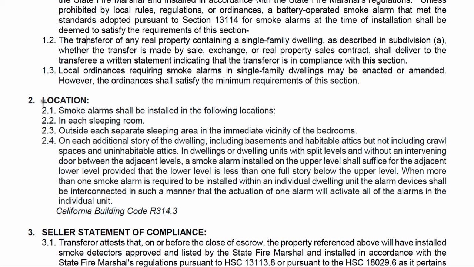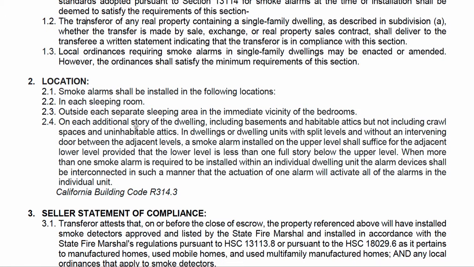On this form, the nice part is that it tells you explicitly that there should be a smoke alarm in each sleeping room. There should also be a smoke detector in each sleeping area in the immediate vicinity of the bedrooms. So if you have, let's say, a 3-bedroom home and there's a hallway outside, you would do a smoke detector in each bedroom, and then you do a smoke detector in the hallway outside the bedrooms. It also says on each additional story of the dwelling.